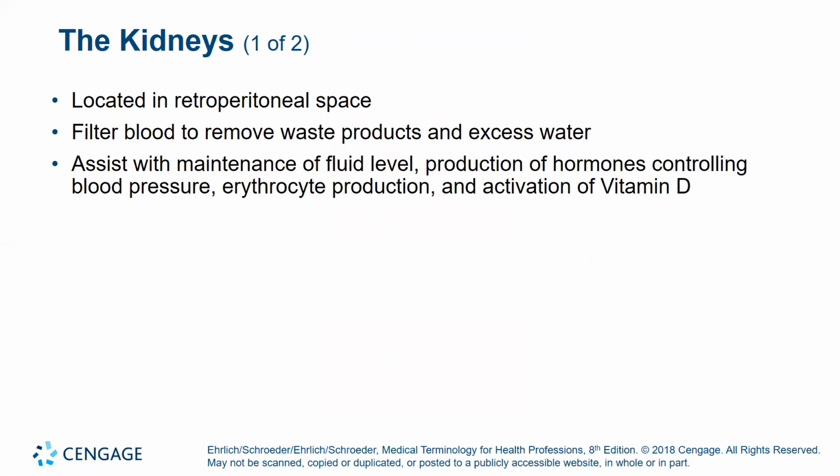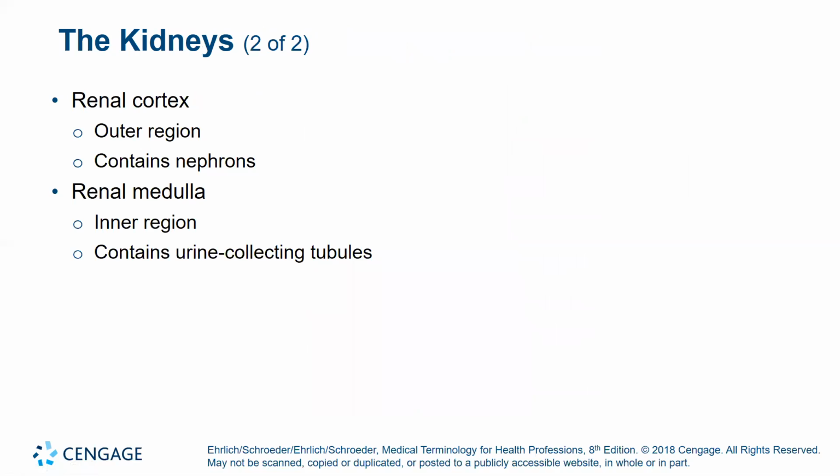So the kidneys filter blood to remove waste products and excess water. They are located in the retroperitoneal space. They also assist with maintenance of fluid level, production of hormones, controlling blood pressure, erythrocyte production, and activation of vitamin D. We have the renal cortex, which is the outer region. We have the renal medulla, which is the inner region.